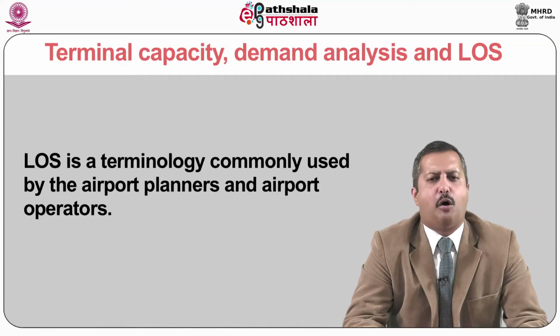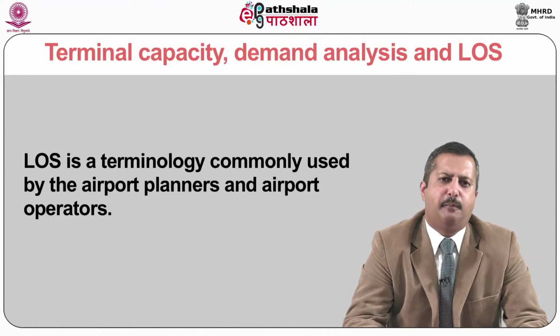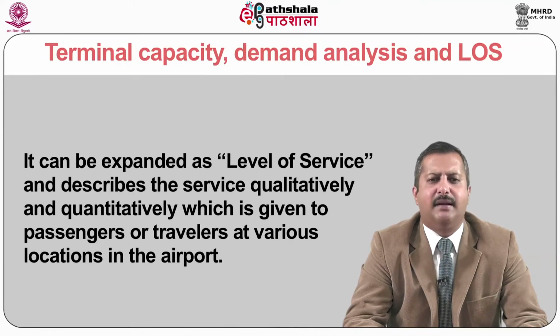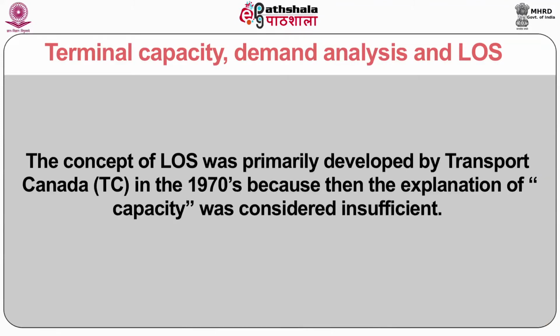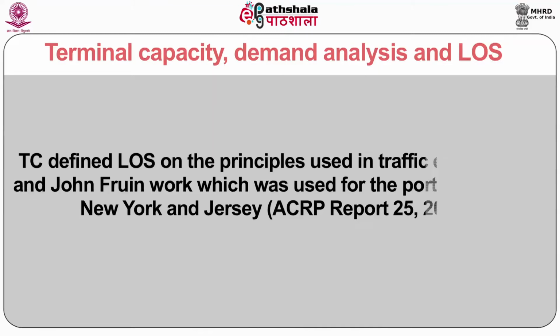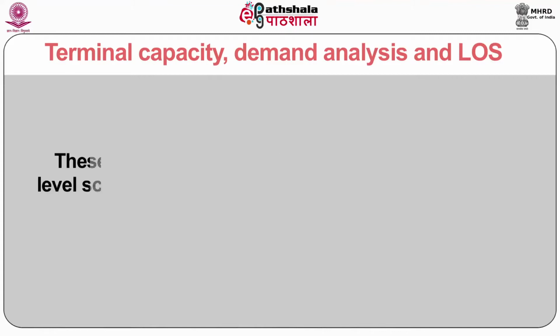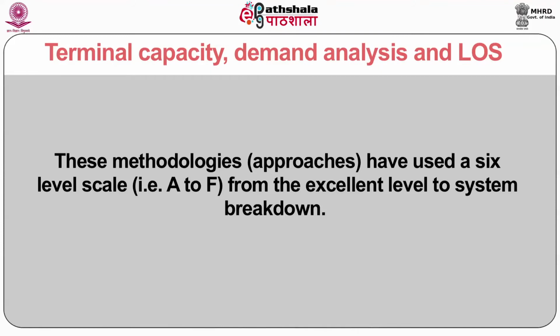LOS is a terminology commonly used by the airport planners and airport operators. It can be expanded as level of service and describes the service qualitatively and quantitatively, which is given to the passengers or travelers at various locations in the airport. The concept of LOS was primarily developed by Transport Canada in the 1970s because then the explanation of capacity was considered insufficient. TC defined LOS on the principles used in traffic engineering, and John Fruin's work which was used for the Port Authority of New York and New Jersey. These methodologies have been used to create a 6-level scale which measures A to F from excellent level to system breakdown.